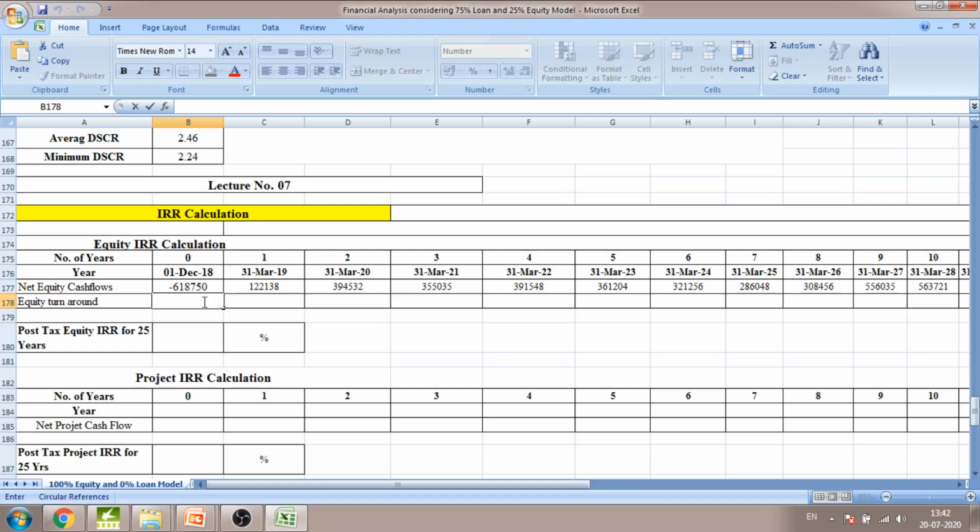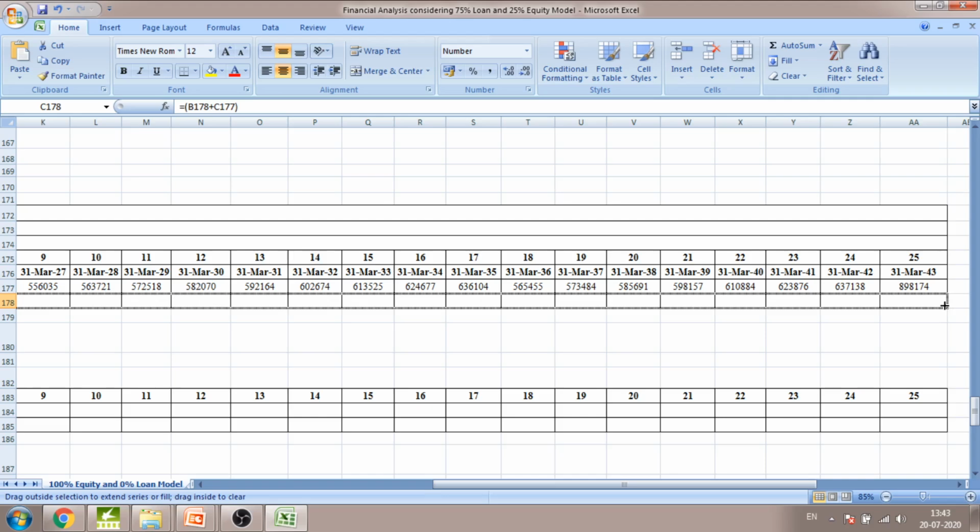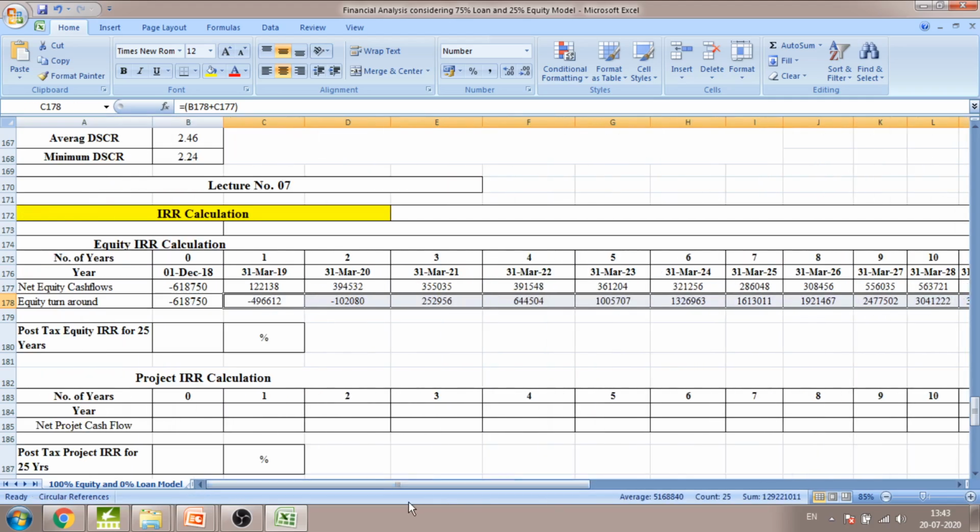Equity turnaround is nothing but the equity we have invested, which we copy here. We put the same minus sign because it is an investment. Equity turnaround for the next year we can calculate simply by adding the equity turnaround of the earlier year plus the net equity cash flow in the current year. By doing this calculation up to 25 years, we can calculate the equity turnaround of the project.